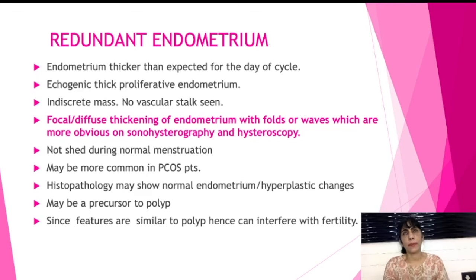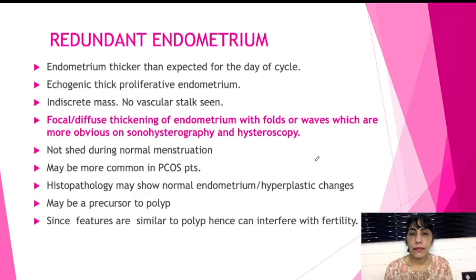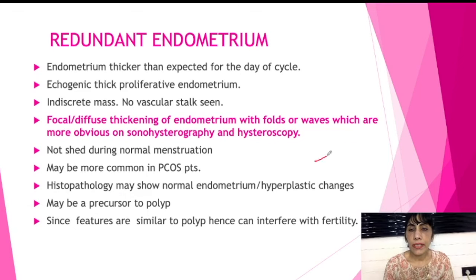Sometimes when you are doing the scan, you will notice that in the proliferative phase the endometrium looks very bright. Or you may find that an area looks like a polyp, but it is not very clear. It is not looking very well defined, or I cannot see the boundaries properly. It just looks like an irregular thickening of the endometrium. At a certain place, I find that the endometrium is a little thicker, like a fold or like a wave. So the endometrium is going like this, and then there is a raised area like this.